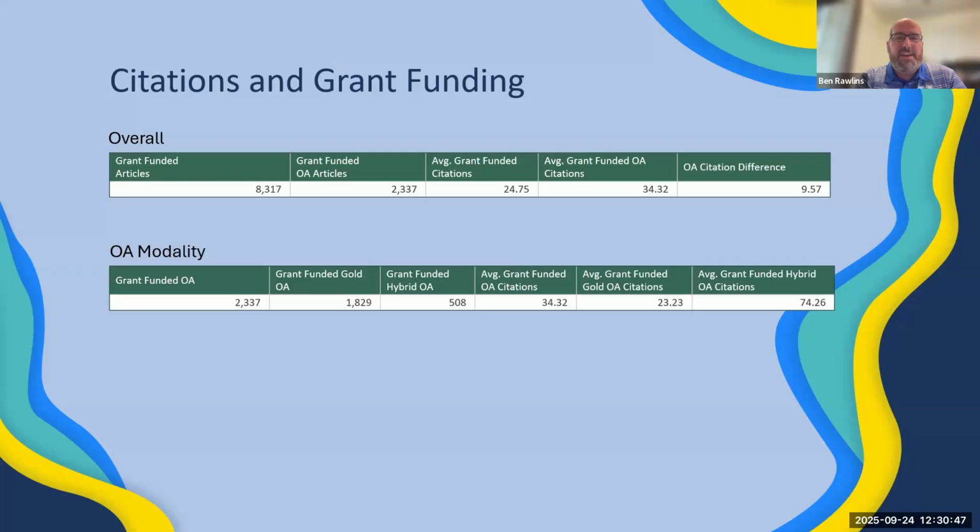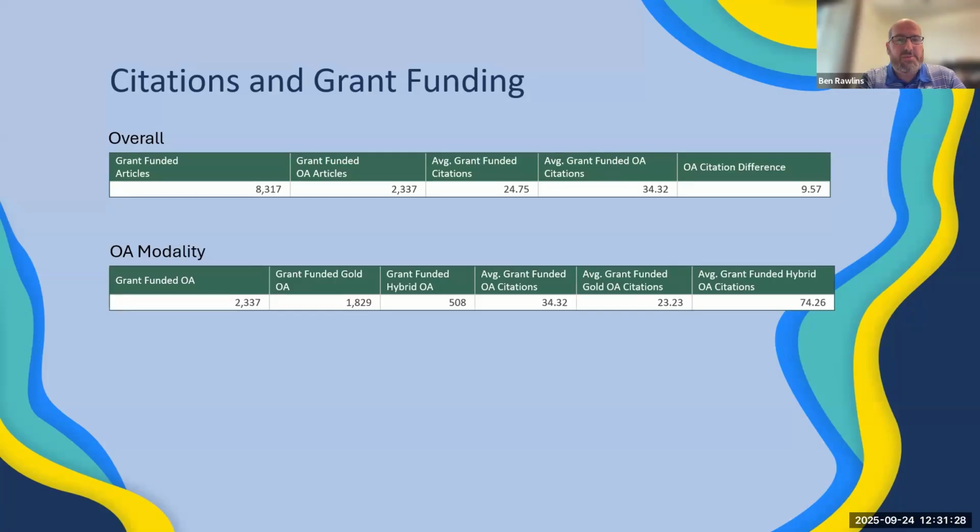In terms of impact, grant-funded research articles overall have a higher citation rate, about 24.8 citations per article, compared to the overall UK average of 20.9. If we look at that from a percentage perspective, that's about an 18% increase in citation impact. The trend is even stronger in open access. Grant-funded open access articles are cited an average of 34 times compared to 29 citations for all OA articles, or a 17% increase.